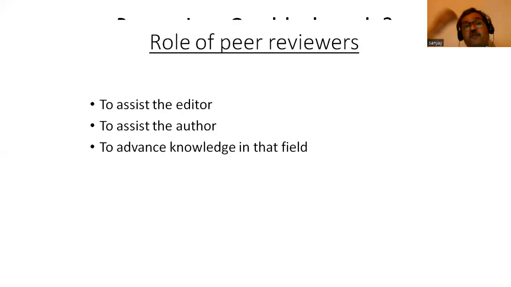So what's the role of peer reviewers? The peer reviewer has 3 roles. It is to assist the editor, to assist the author, and to advance knowledge in that field. And the peer reviewer advances knowledge in that field by, well, 1 and 2, by assisting the editor and assisting the author. I found this put better by someone on the web.